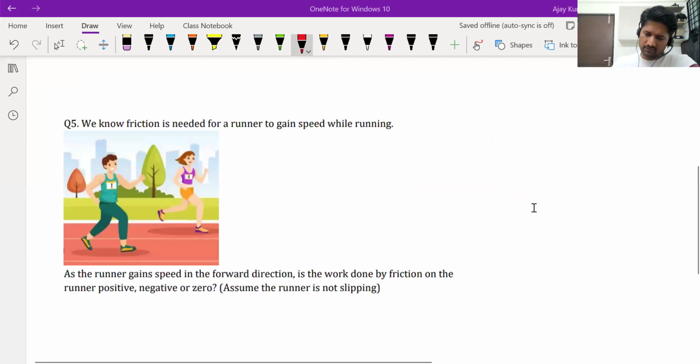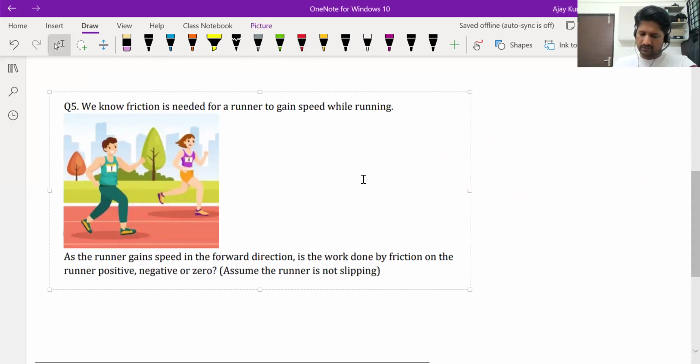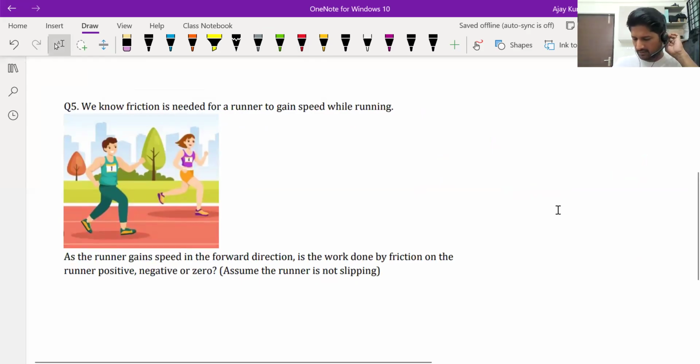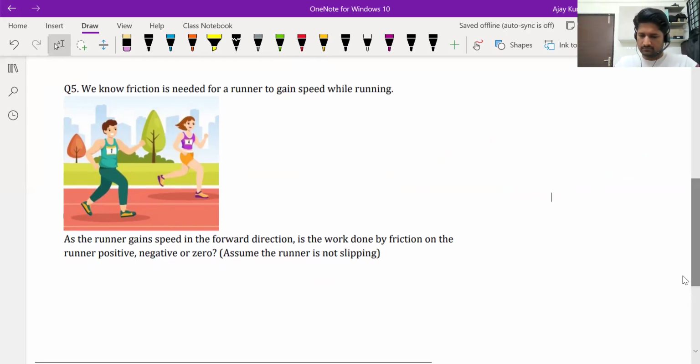Now this question. We know friction is needed for a runner to gain speed while running. As the runner gains speed in the forward direction, is the work done by friction on the runner positive, negative, or 0? Aishwarya, what is your answer? So positive.